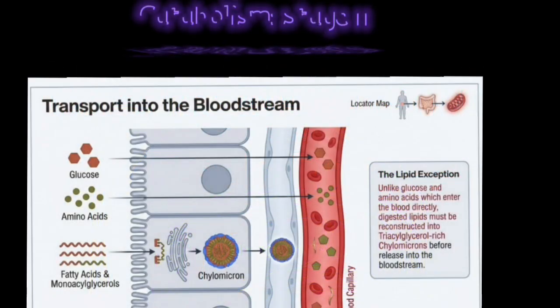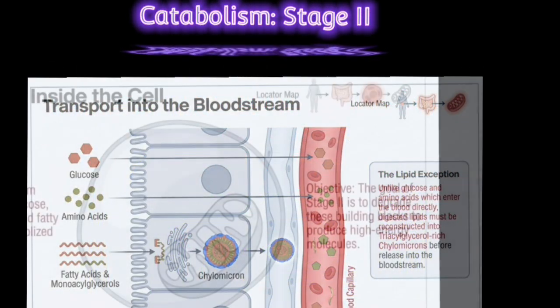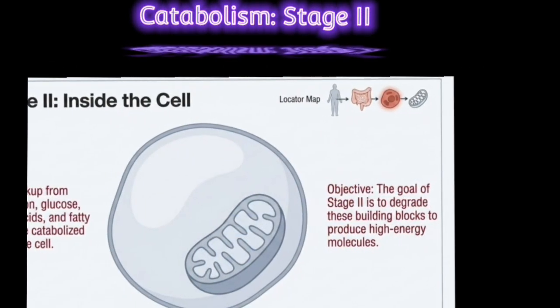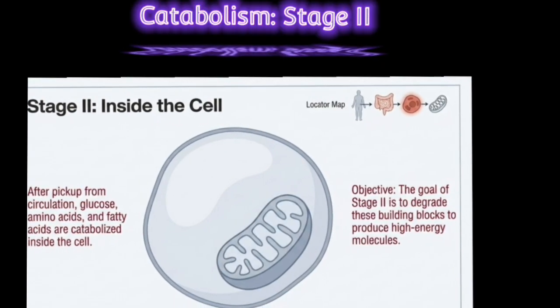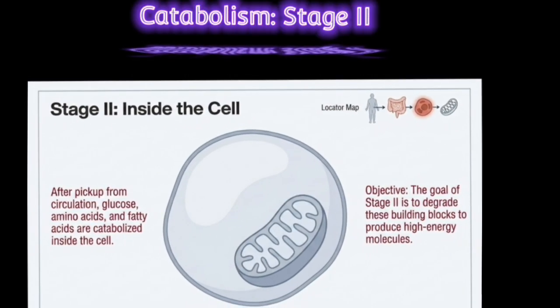We are moving from the macro logistics of the blood into the microfactory of an individual cell. And this is where the geography gets really, really interesting. So we've entered the cell, we're in the cytoplasm, but the ultimate goal here is to get to the mitochondria. But not everything happens in the mitochondria right away. The source points out a split here.